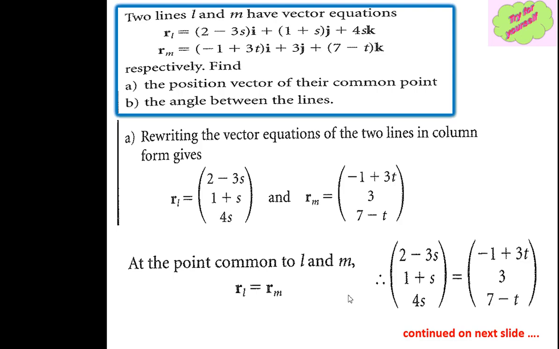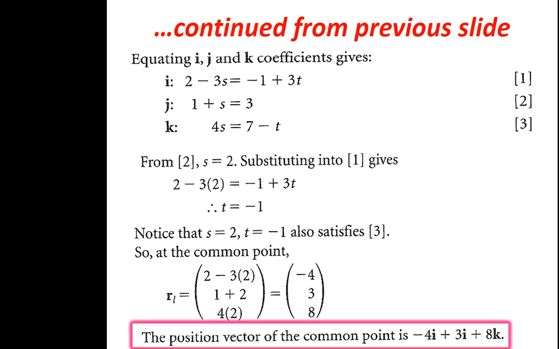And was that what I was asking for? It said find the position vector of the common point. Now we've got to find the angle between the two lines. So the position vector of the common point is negative 4i plus 3i plus 8k.